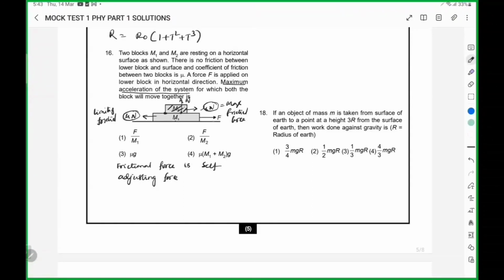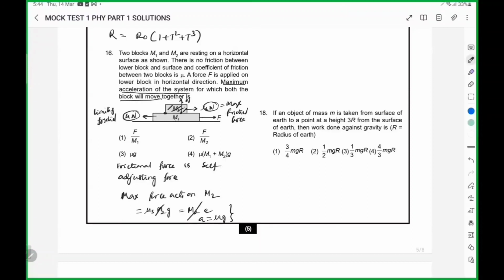After that, if you increase the force, this maximum frictional force remains the same. F will increase, then the blocks will move separately. So the blocks will move together if the maximum force acting on M2 is mu s M2 g, which is M2 a. That means a equals mu g. Right, till that they move together.